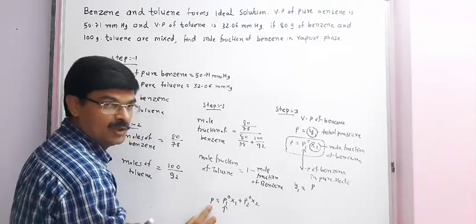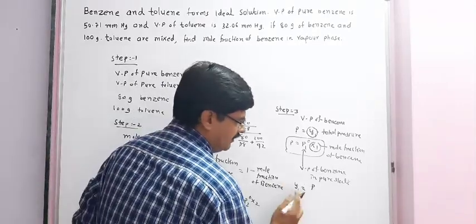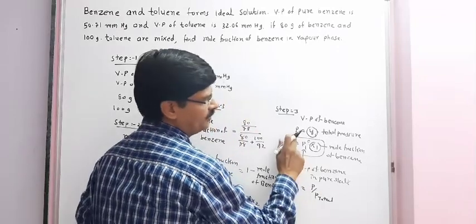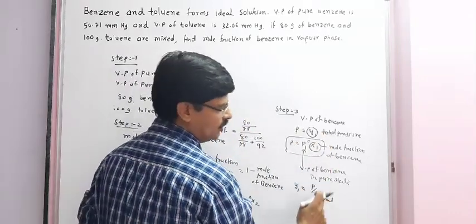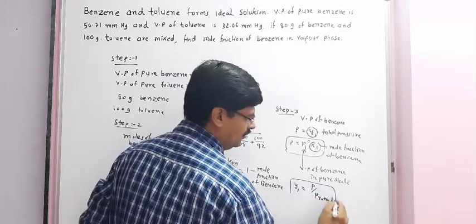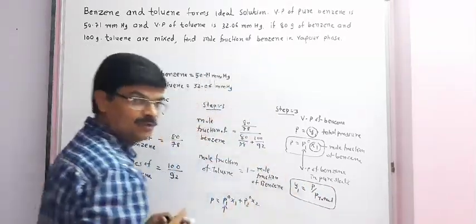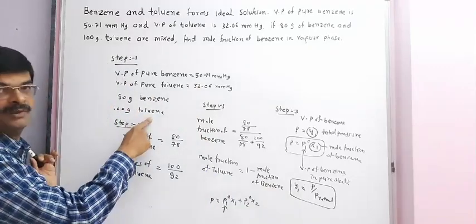From this we will get P total, and we will get Y1 is equal to P divided by P total. From this formula, P divided by total pressure, we will get the mole fraction of benzene in vapor phase. Once more I teach you the numerical.